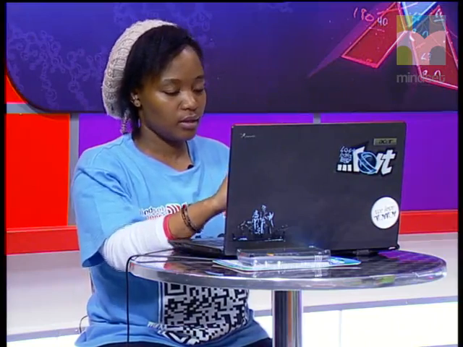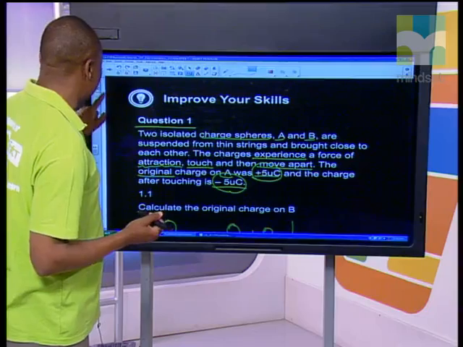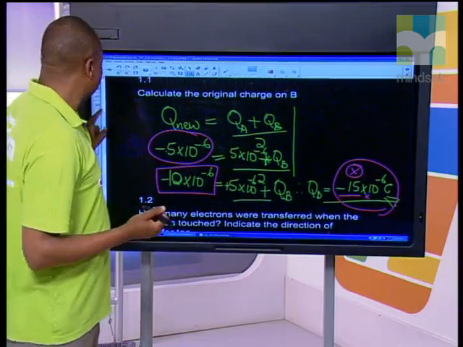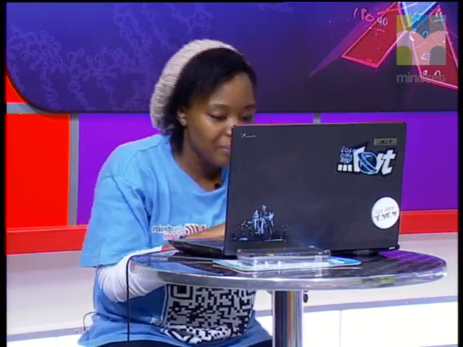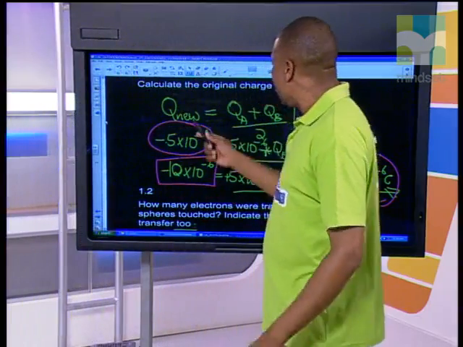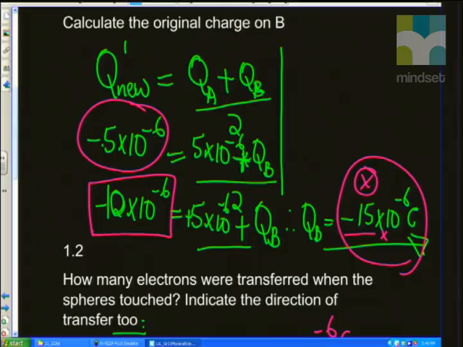So back to question 1. Errol was asking you to do the whole of question 1 because he didn't understand. Let me just flag it for him. Errol, we are given what Q new is going to be. It is minus 5 by 10 to the power minus 6. This is given in the equation.